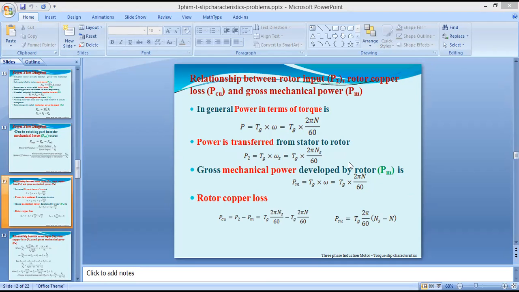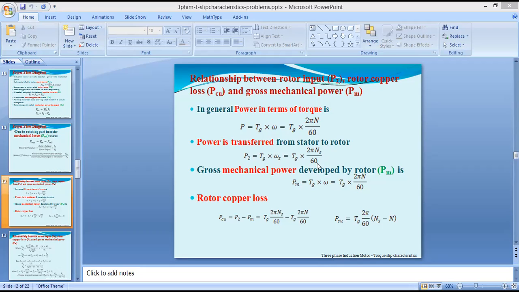Okay, so see here what we are supposed to do. Now we are saying the power in the form of rotor torque and angular velocity. So we write W into Tg. This is the power of the motor. But here we are talking about the power which we give from stator to rotor. That will be Tg into 2 pi Ns upon 60, where Ns is nothing but the speed of the stator.